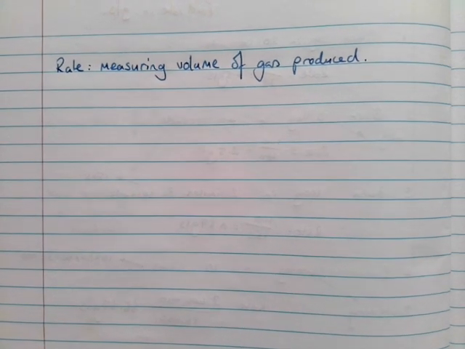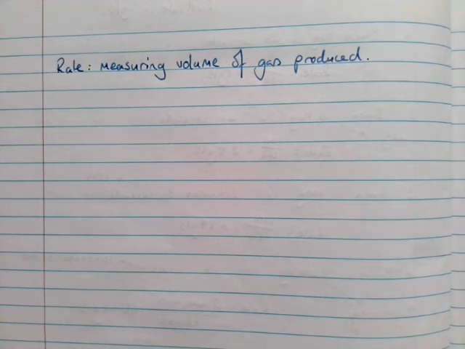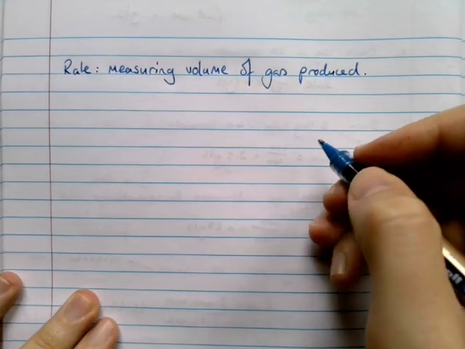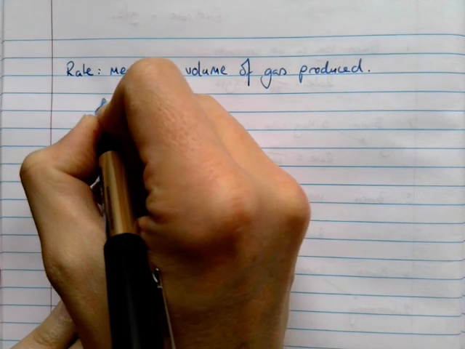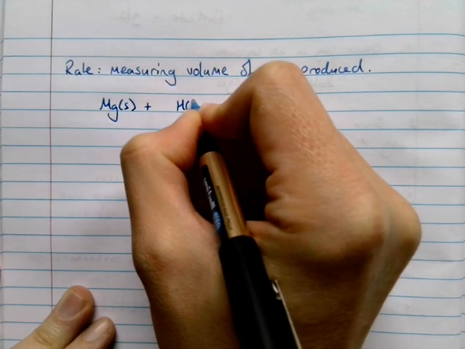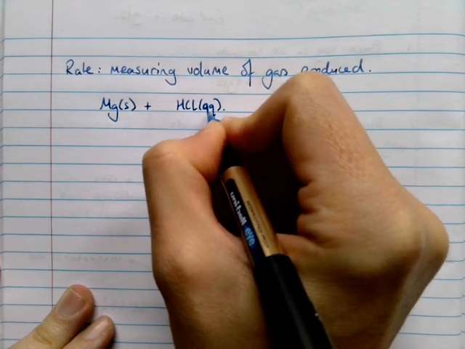In this video, I'm going to talk about an experiment that we might do in the lab, and we will hopefully do it in the lab at some point. And the experiment will be this reaction. So we would do most likely magnesium plus hydrochloric acid.